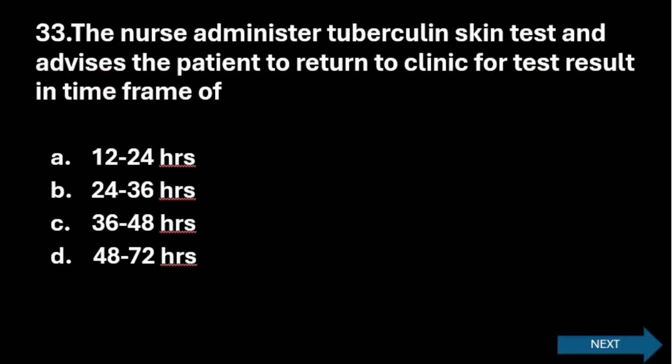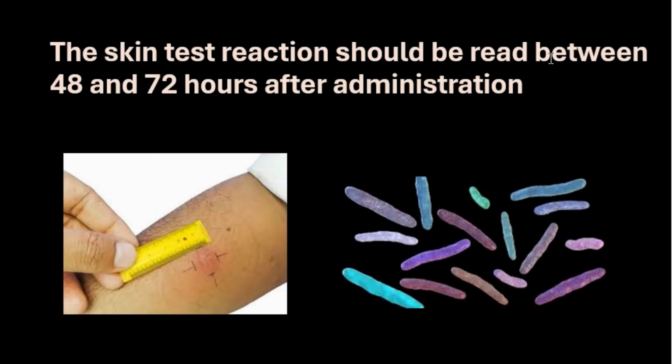Next question. The nurse administers a tuberculin skin test and advises the patient to return to the clinic for the test result. What is the time frame? Option A, 12 to 24 hours. Option B, 24 to 36 hours. Option C, 36 to 48 hours, and option D, 48 to 72 hours. Here the right answer is option D, 48 to 72 hours. The skin test reaction should be read between 48 and 72 hours after the administration of the tuberculin test.